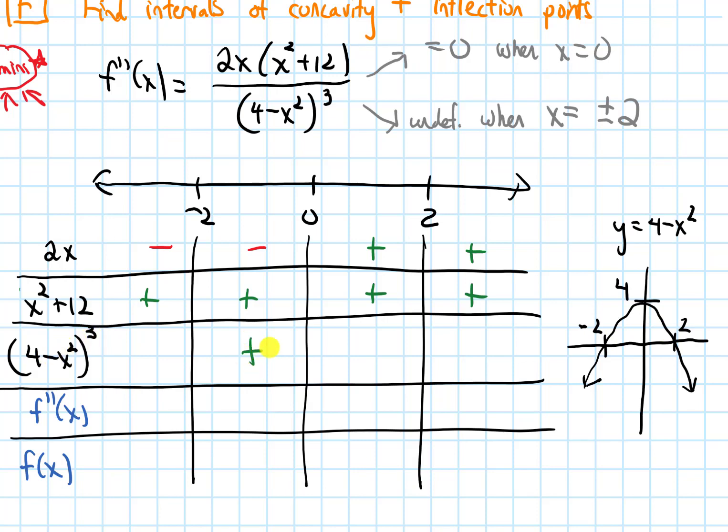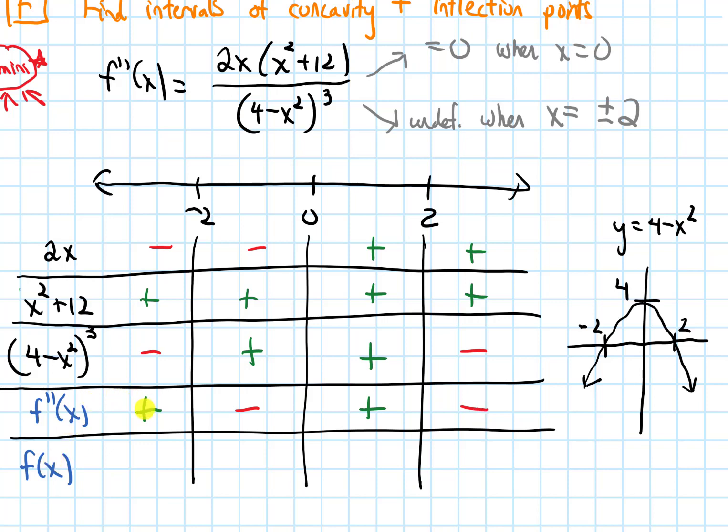So it'll be positive in between negative 2 and positive 2, but outside, to the right of 2 and to the left of negative 2, these are negative y values. And when you cube negative y values, they'll stay negative. Okay, and now when we combine, let's see, 2 negatives and a positive make a positive. 1 negative and 2 positives will make a negative. 3 positives will make a positive, and then 2 positives and a negative will make a negative.